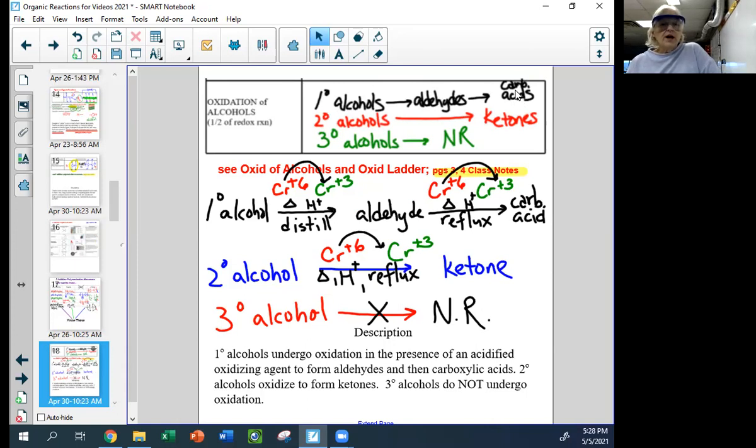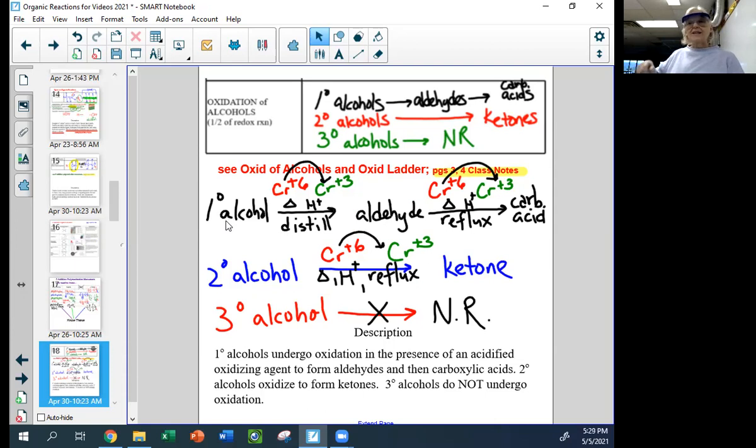This process of taking a primary alcohol through to 2 different possible products depends upon the technique you use, which I'll show you, whether you reflux or distill. Secondary alcohols only form ketones. Tertiary alcohols do not undergo oxidation at all. This is why you needed to be able to distinguish primary, secondary, and tertiary alcohols on sight. So quickly, what I'm going to show you is a primary alcohol can undergo oxidation.